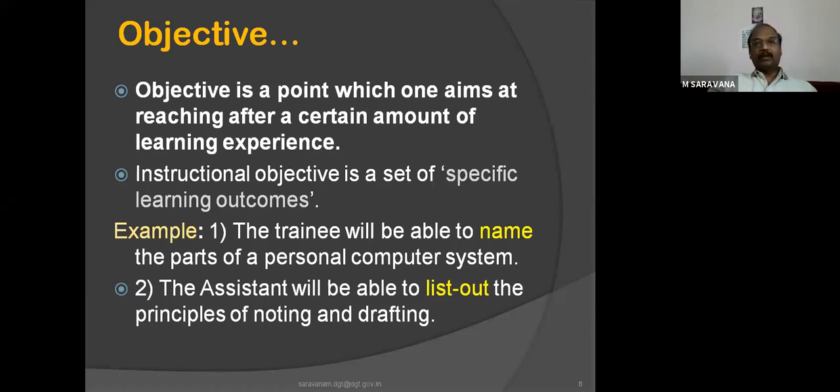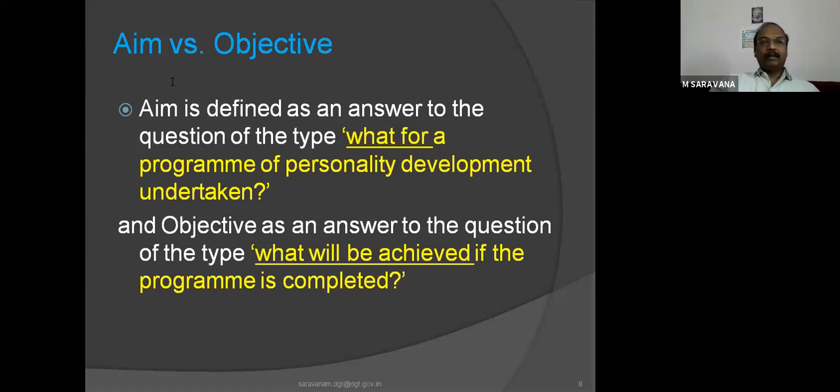Again, one more very interesting example to differentiate aim and objective. Aim is defined as an answer to the question of the type, what for is a program of personality development undertaken. See, one program we are conducting, maybe a short-term course, or maybe a topic in a short-term course, personality development. So what for the program? What is the importance of the program? That answer will be your aim.